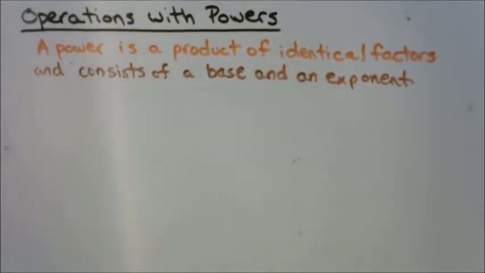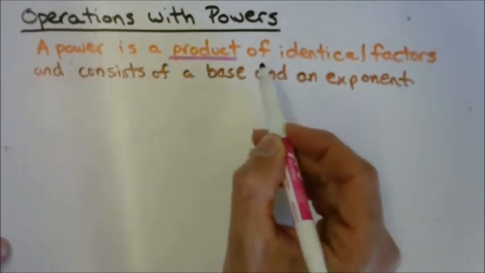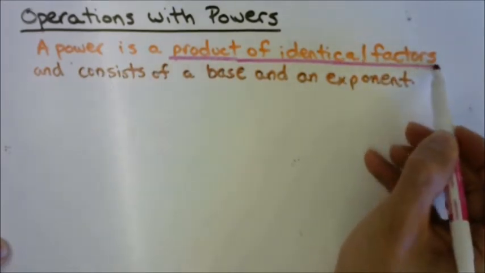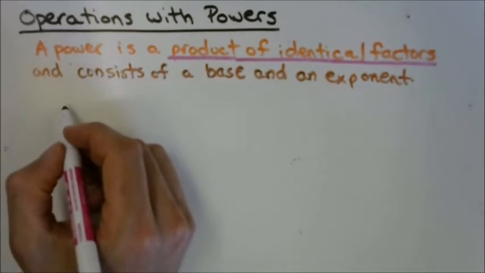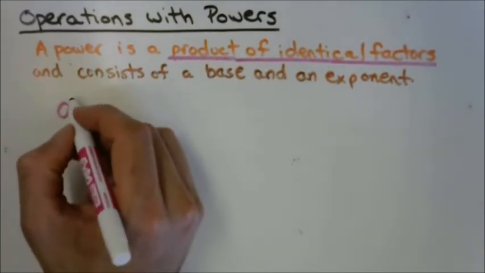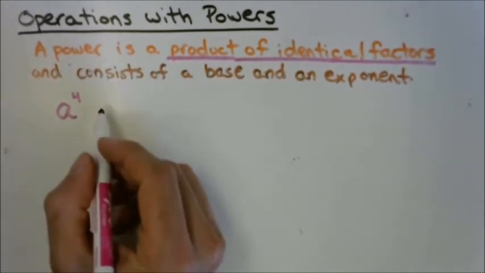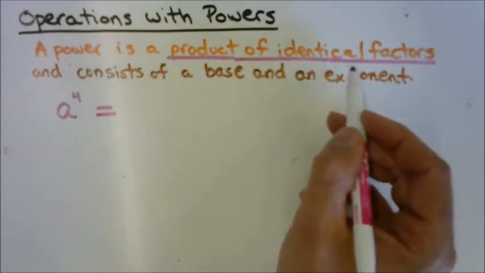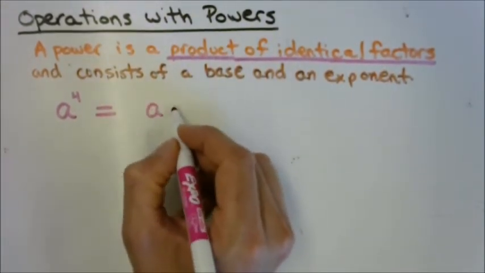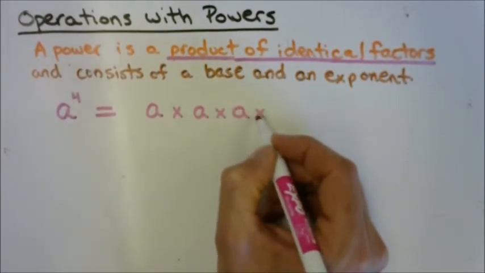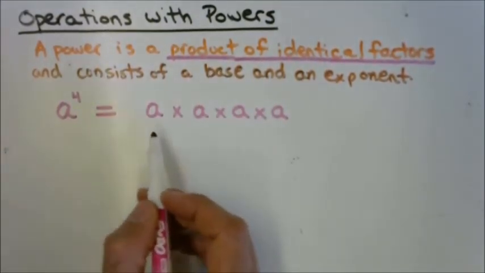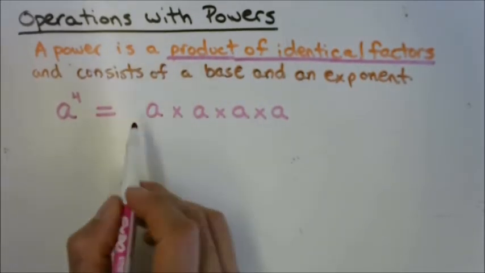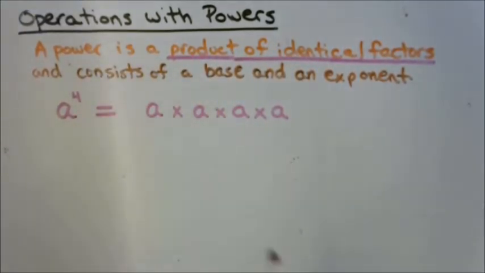I'm going to pick a couple key things out of there. A power is a product of identical factors. It's big words. It's not that hard to understand. When we hear the word product, what operation are we dealing with? Multiplication. So if we have the power, let's say a to the power of 4, all that means is this is the power, and it's a product of identical factors. So that means it's a times a times a times a. Every factor is a, and it's the product of those factors, which means we're multiplying the factors together. A to the power of 4 just means a times a times a times a, 4 times. Okay?